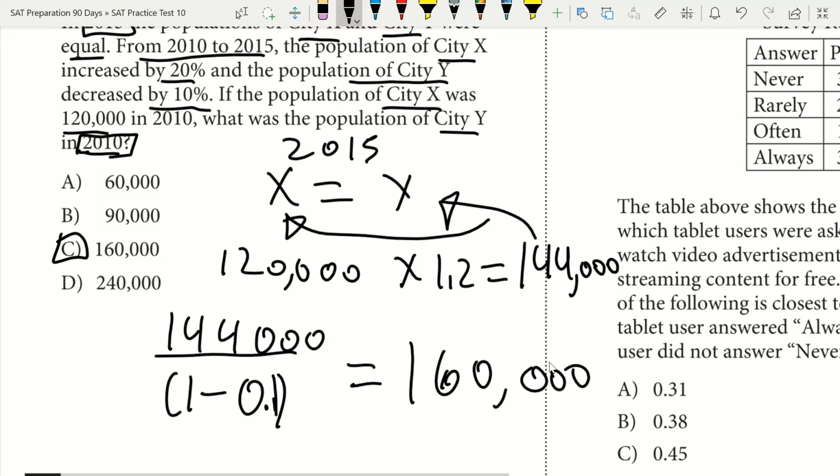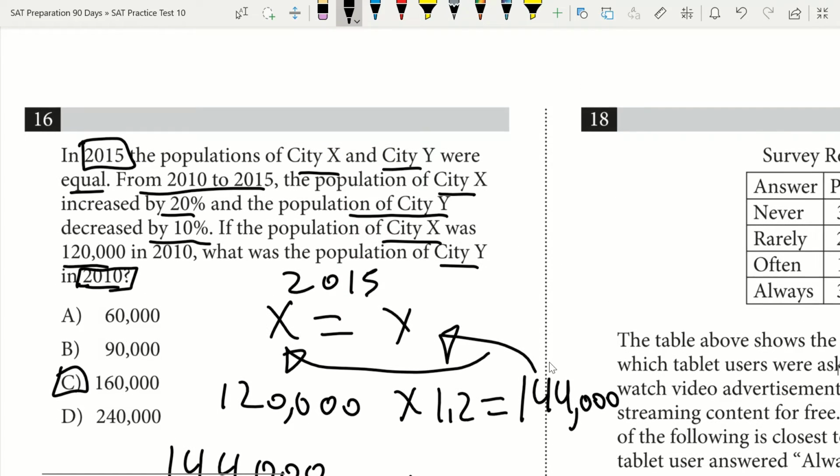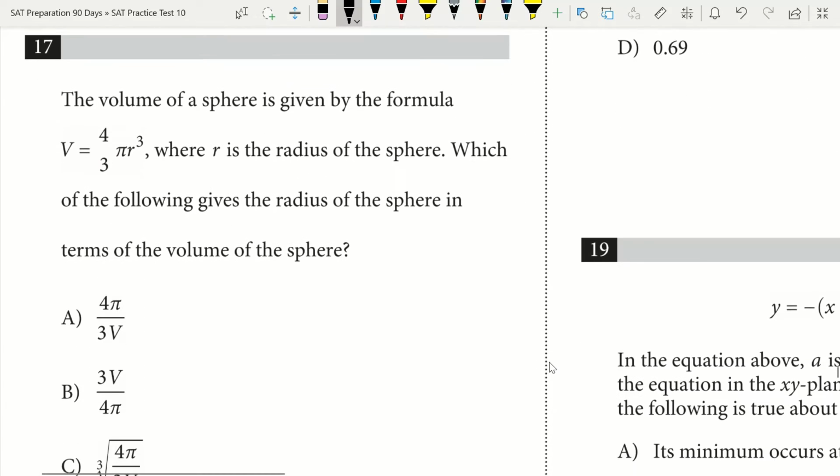So that one right there, not too bad. The key thing there is understanding that you have to pay attention to your years. If you're not paying attention to your years here, you're going to make a simple mistake and get this one wrong. Also understand the rates of increase and decrease, 20% and 10% respectively. Understand that and you're going to get this one right. Paying attention to details is the crucial part with number 16.